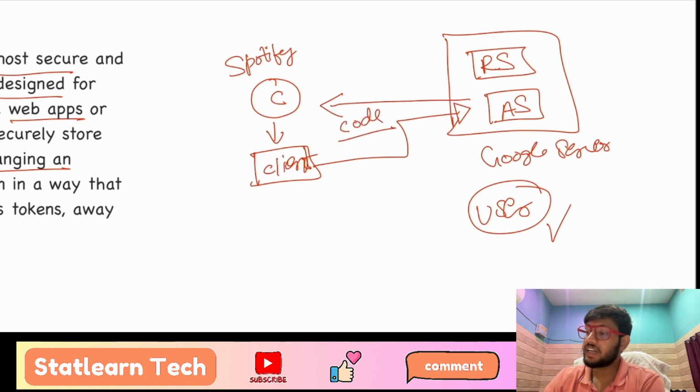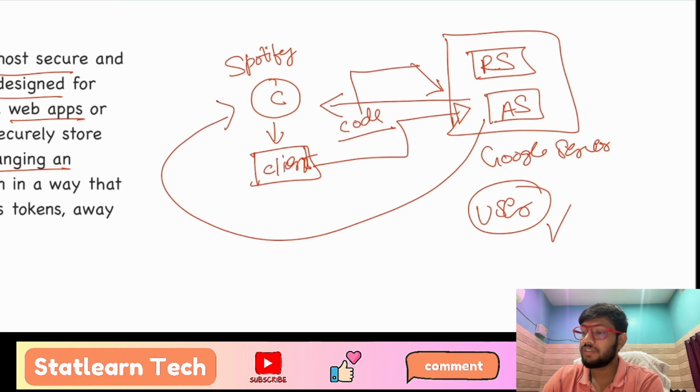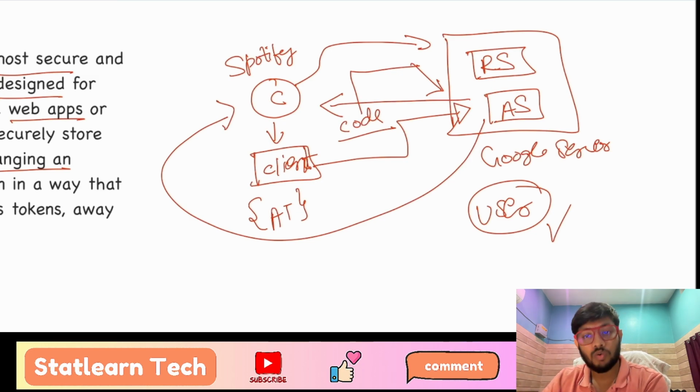Now Spotify can take this code and give it to the authorization server again, and this time it will ask for the access token. And this time the authorization server will give Spotify the access token, and the access token is what the Spotify client needs to access your resource data. The Spotify client can now take this access token and give it to the resource server, and the resource server will give back the data. So this is the complete thing called the authorization code grant type.